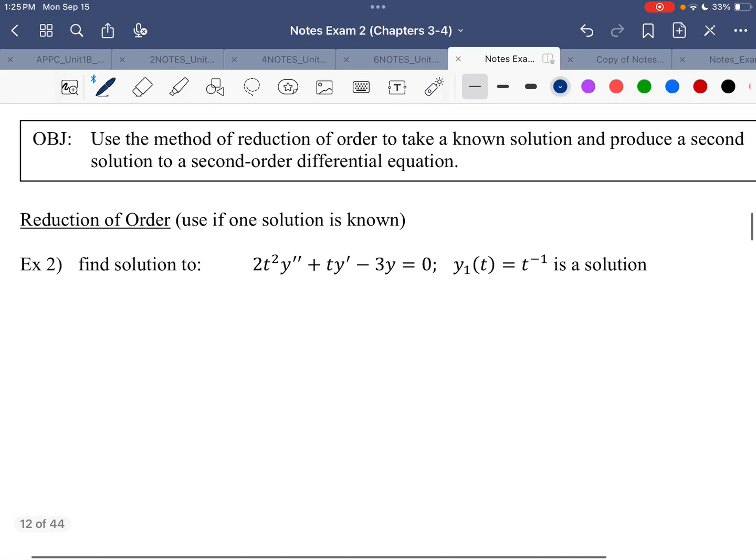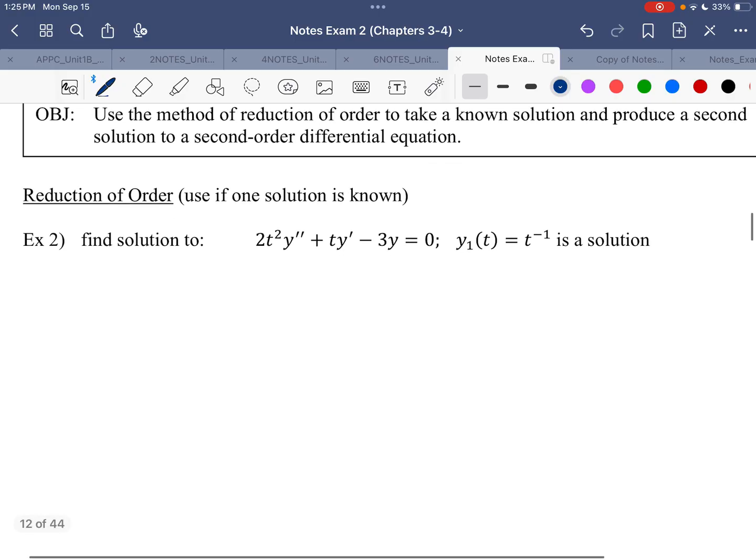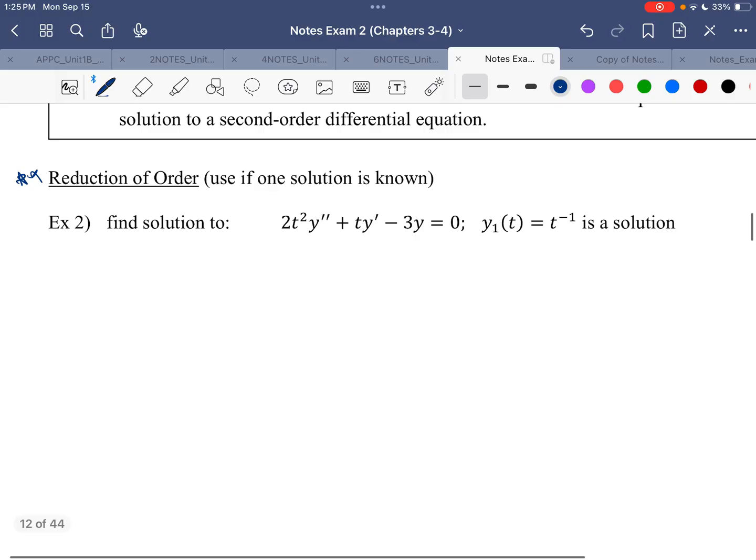So repeated roots are actually pretty easy. It's the application of them with reduction of order that I think makes it really tricky. So reduction of order is the last thing we're going to do today, and then I'm going to show you how to simplify these.